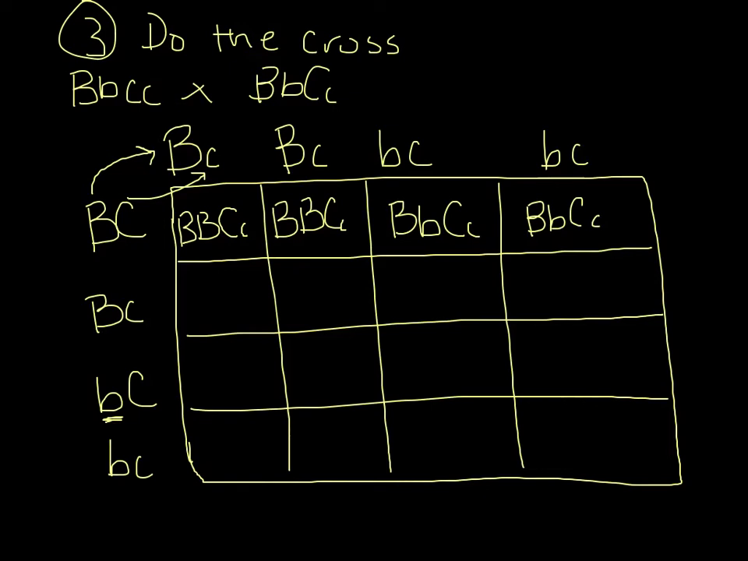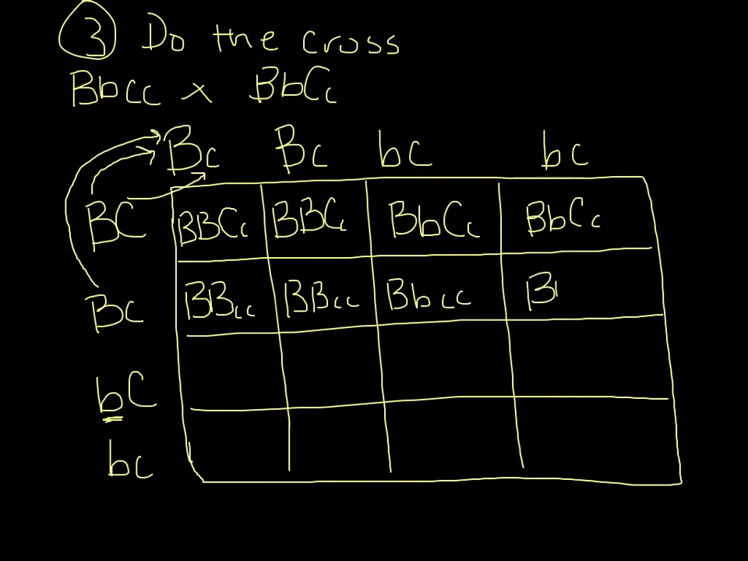Now the next one. So again, you're going to put the B's back together, you're going to put the C's back together. So big B, little c, little c. Okay. Next one, big B, little c, little c. The next one, big B, little c, little c. The last one, big B, little c, little c. Okay. Next row, little b is going to go with big B.